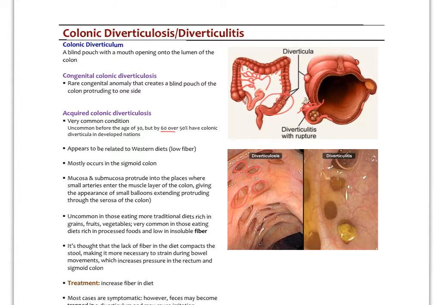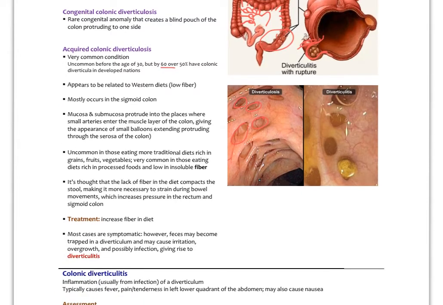It's really uncommon in those eating more traditional diets, interestingly, with lots of grains, fruits, vegetables, and so forth. So it's mostly processed foods and foods low in fiber, especially insoluble fiber. One theory is that the stool gets more compacted, which creates more pressure and strain in the intestines, and that's why we get this outpouching. I'm not sure how well supported that theory is, but that's the idea out there. The treatment is to really increase fiber in the diet.